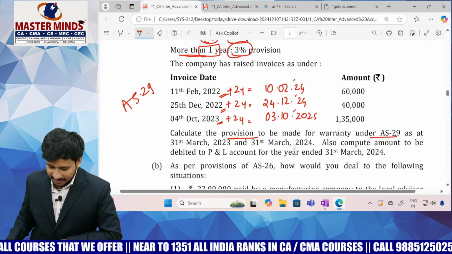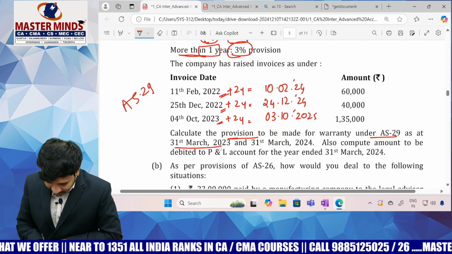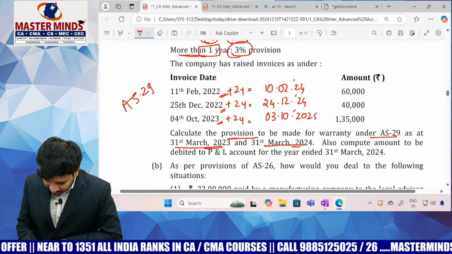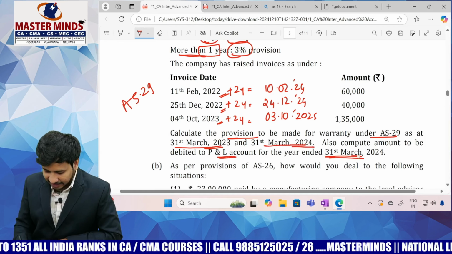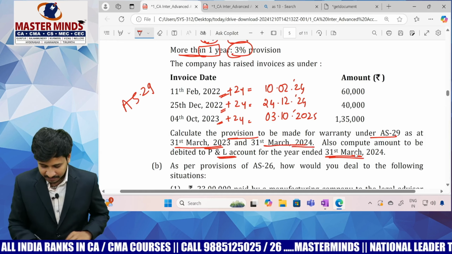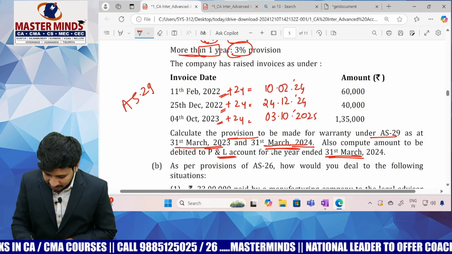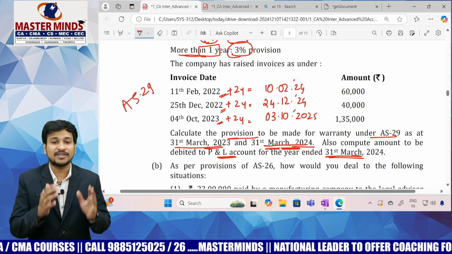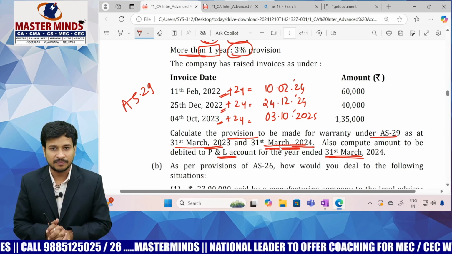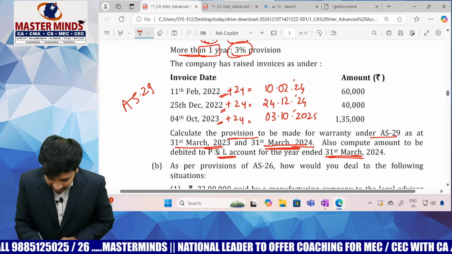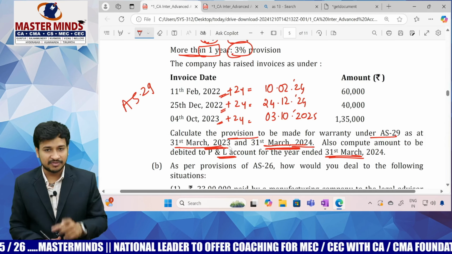Okay. Calculate the provision to be made at the end of year 31/3/2023 and 31/3/2024, and also compute how much amount will be debited to P&L account at the end of 31/3/2024. Okay, let me start a very simple question. First of all, at the end of 31/3/2023, first year, I'm sorry. So first provision you need to make at 31/3/2023.